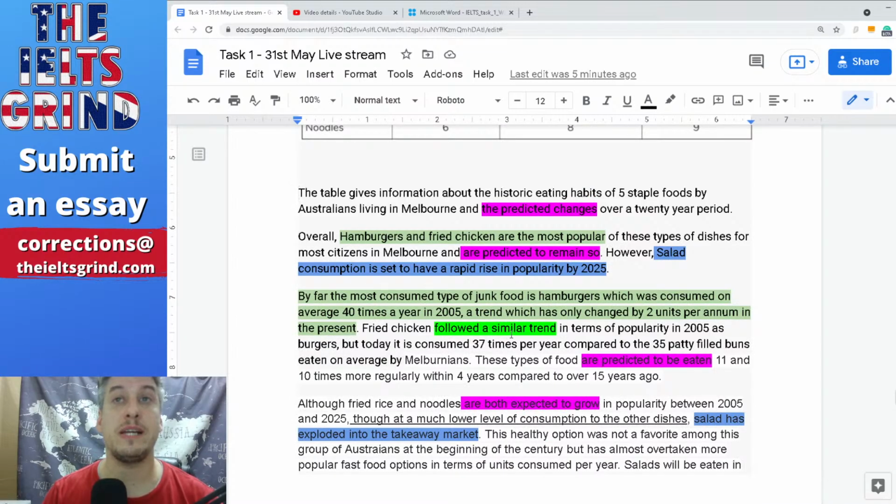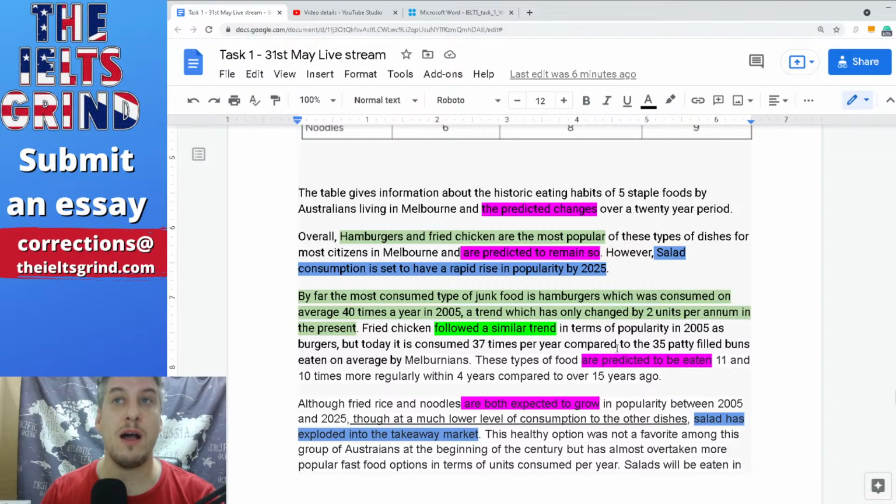Fried chicken followed a similar trend in terms of popularity in 2005 as burgers, but today is consumed 37 times per year compared to the 35 patty-filled buns eaten on average by Melburnians. Okay, some fancy writing here. So this part in green followed a similar trend. I'm referencing what I've said before, the idea that a lot of hamburgers were eaten followed a similar trend.